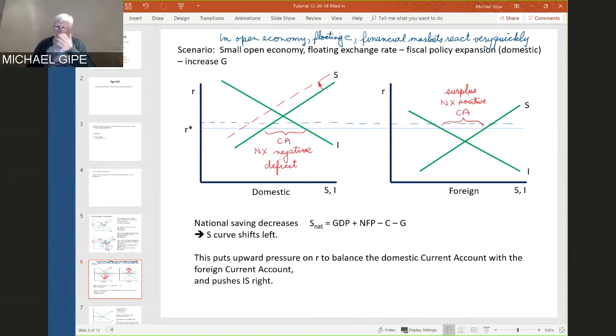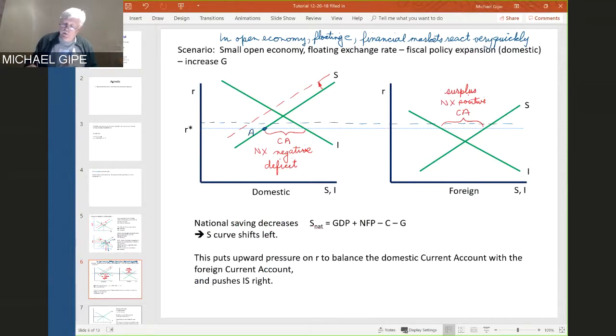And of course, this pressure will push the IS curve to the right. And let me just complete the diagram here. So what we're going to have on the original savings is we'll call it point A.